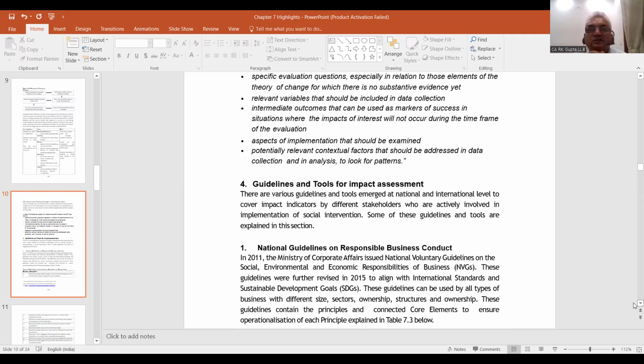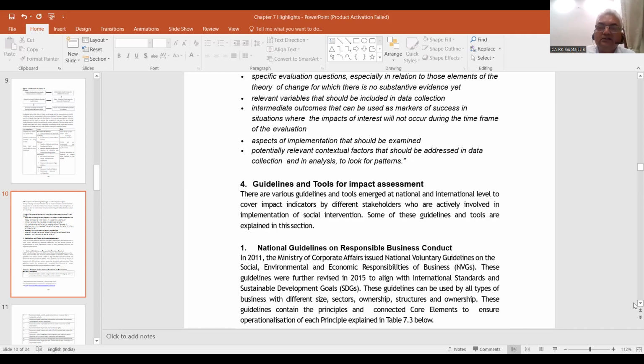So there are various guidelines and tools emerged at national and international level to cover impact indicators by different, लेकिन क्वेश्चन आंसर बनाएंगे ना इसके तो क्लैरिटी और ज्यादा आ जाएगी। और 7 और 8 जो है ना, 7 15 मार्क्स का है, चैप्टर 8 is also of 15 marks. तो ये दोनों चैप्टर बहुत ही इंपॉर्टेंट है। 30 मार्क्स का तो यही है, 7 और 8। So guidelines and tools for impact assessment.